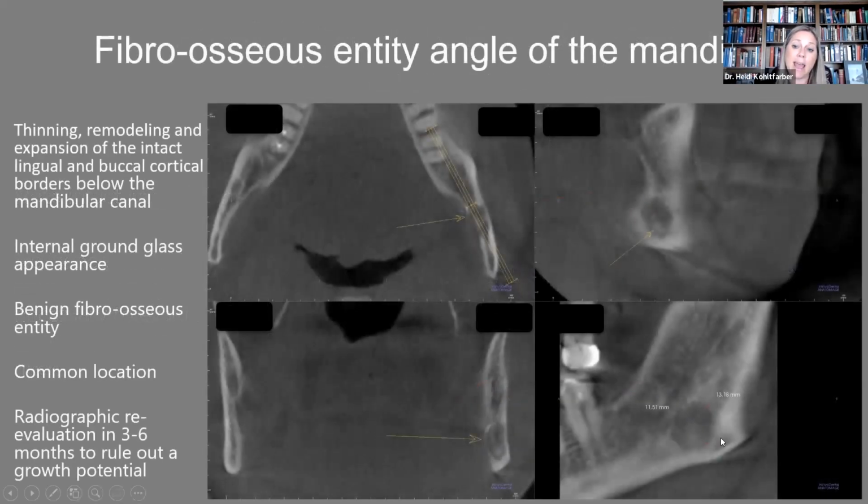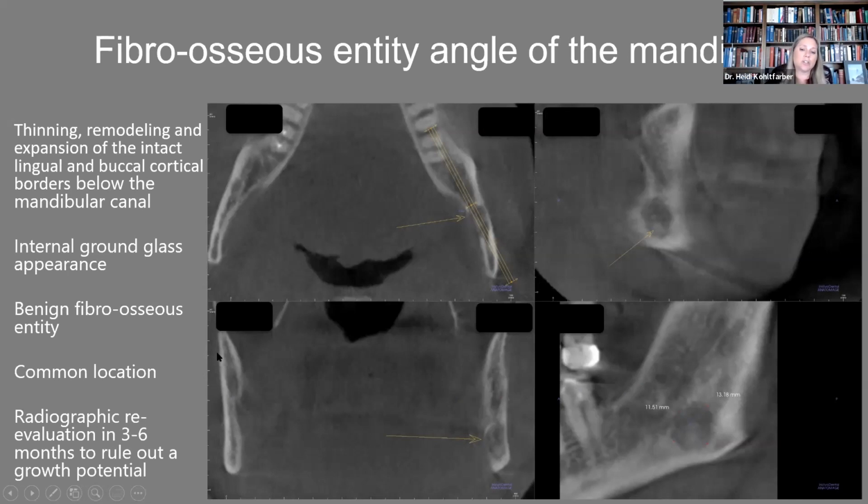Fibro-osseous entities at the angle of the mandible. This is not a location we typically think about, but is one that we typically find. And so the things that alert us, obviously, it looks like we have a mixed density entity in the region of the ascending ramus. We can see some expansion and thinning of the otherwise intact cortical borders. Again, we have that kind of ground glass appearance to the internal aspect. It's below the mandibular canal. Lets us know this is a fibro-osseous entity at the angle of the mandible.